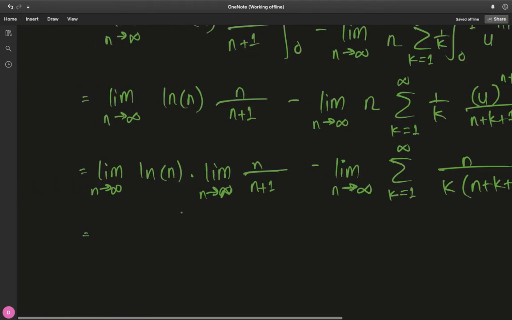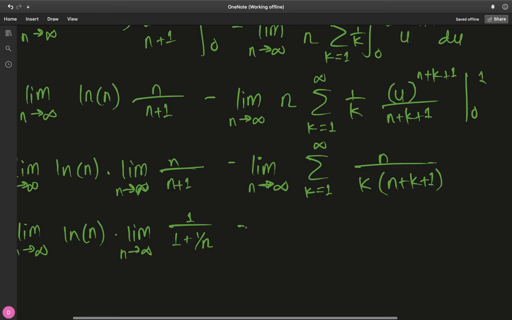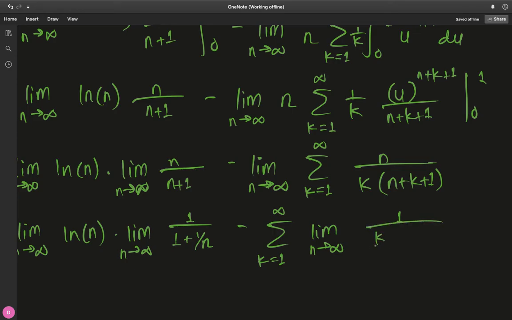So we can totally write this as the limit as n goes to infinity of natural log of n times the limit as n goes to infinity of, dividing by n, 1 over 1 plus 1 over n, minus, I can take the limit inside, the sum from k equals 1 to infinity of the limit as n goes to infinity, again dividing by n both sides, numerator and denominator, we have 1 over k over n times 1 plus k over n plus 1 over n.